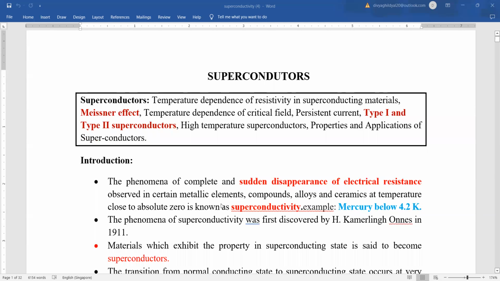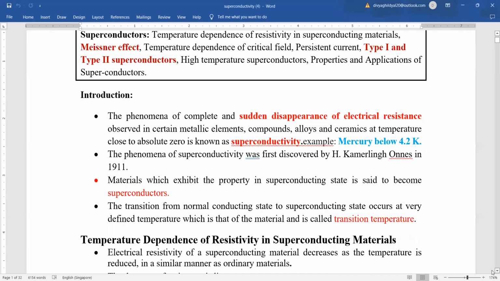superconductors? There are three types of materials: insulators, semiconductors, conductors, and then come the superconductors. They are divided under the criteria where the resistance decreases. So the phenomenon of complete and sudden disappearance of electrical resistance observed in certain metallic elements, compounds, alloys, and ceramics at temperatures around absolute zero is known as superconductivity.